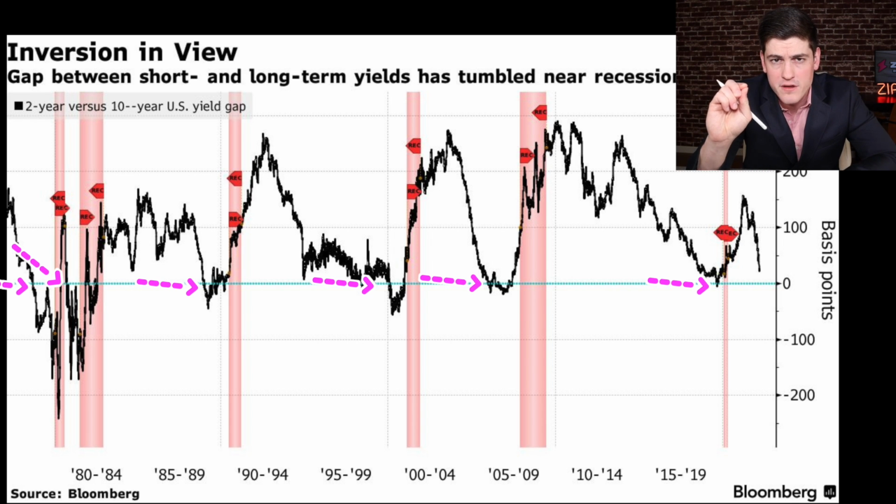What does an inversion of the yield curve even really mean, though? It means that short-term rates are exceeding long-term rates, which in a stable economy, logic says that long-term rates should always be higher than short-term rates. Because the longer you lend money, the more you should be compensated for the risk associated with lending said money.